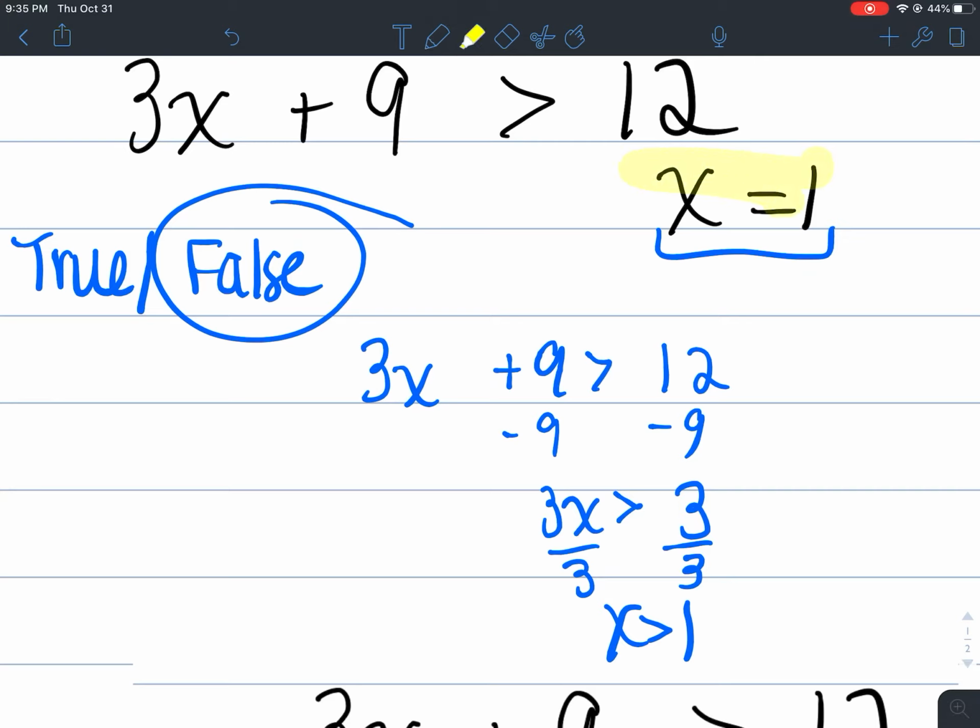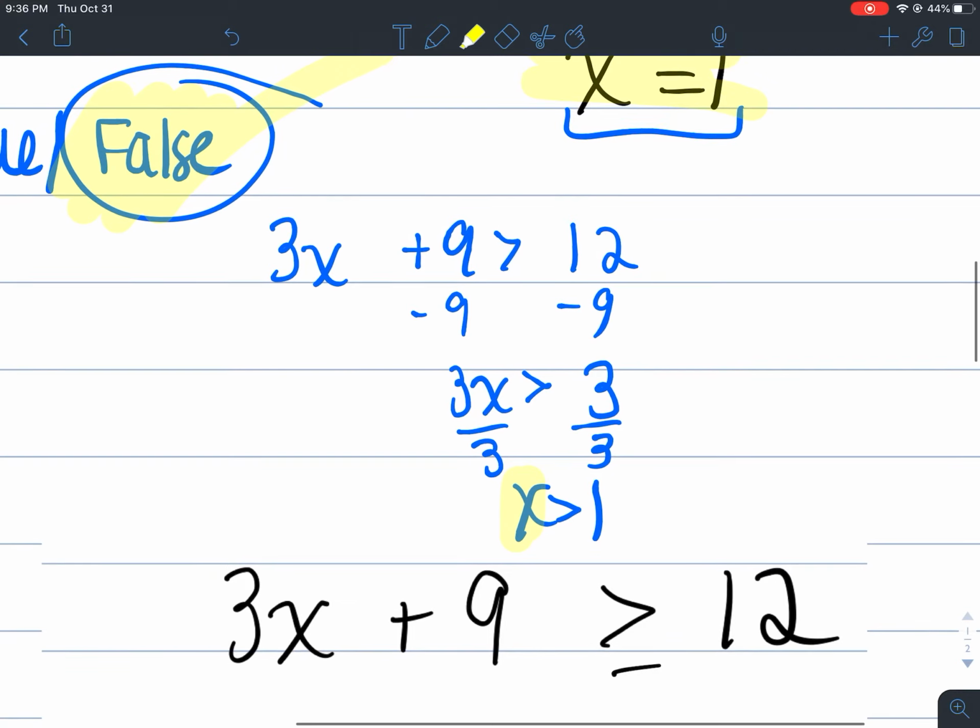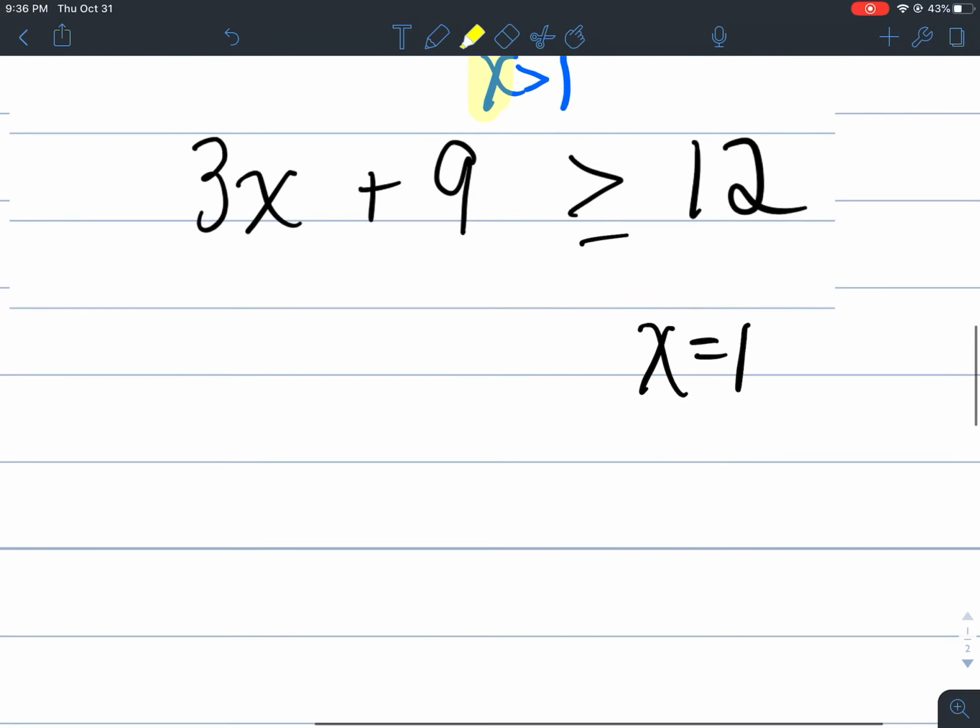And looking at this, it doesn't make sense. If x is greater than 1, therefore it can't be 1. So that statement will be false. However, if it did have an equal to, we would say this statement is true, because if I substitute that in, I end up getting 12 is greater than or equal to 12, which is true. It's not greater, but it is equal, so therefore it's true.